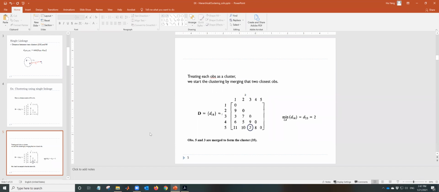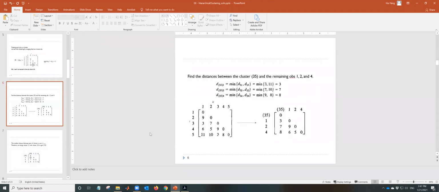Now, if we merge them into one cluster, we need to update the proximity matrix. This one is the original matrix. Now we put 3 and 5 together as one cluster. The remaining observations are 1 to 4, so we need to calculate the distance from cluster 3, 5 to 1, to 2, and to 4. Because this is single linkage, we need the minimal distance from any member in one cluster to any member of the other cluster.